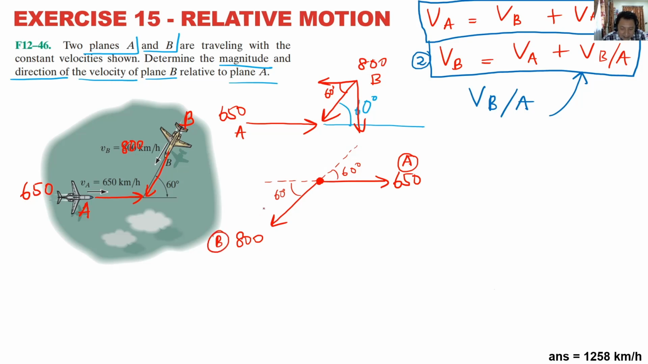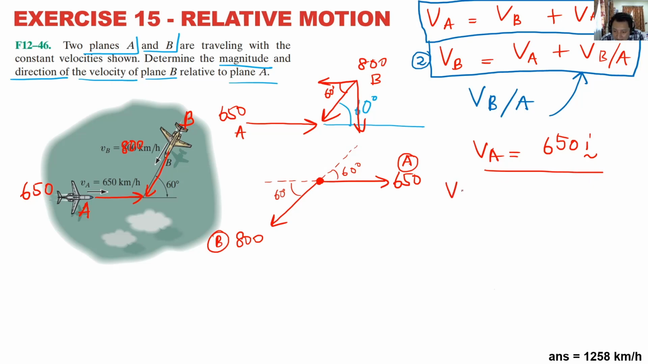This is B. So now you have to break it up into vectors and use the second formula. So VA equals what? VA is easy. VA is equal to 650i. Right, properly. 650i is VA. Settle.